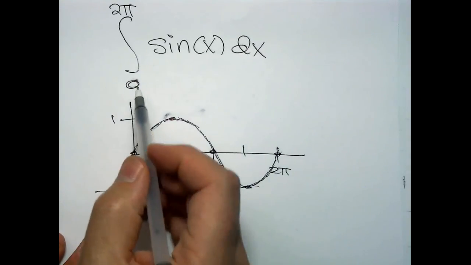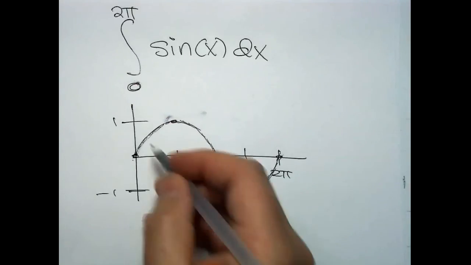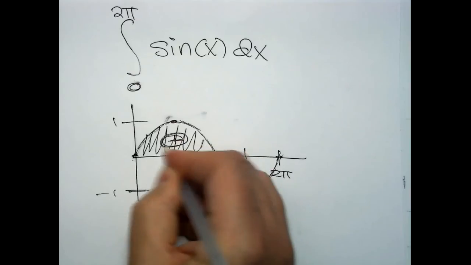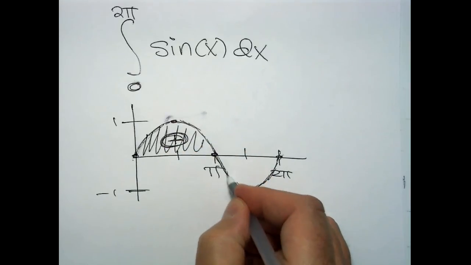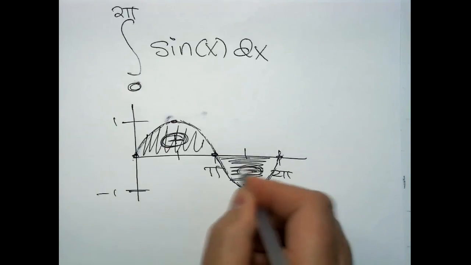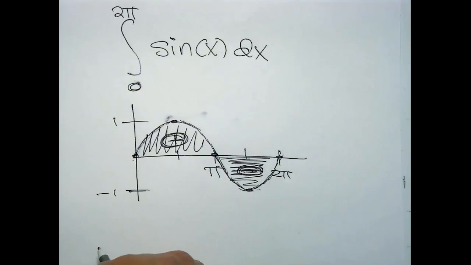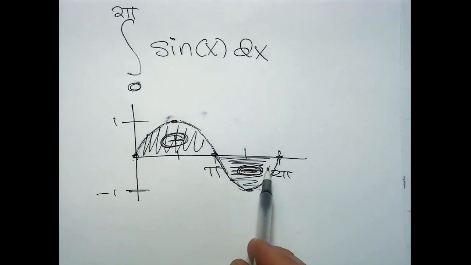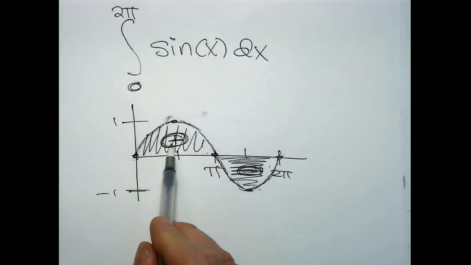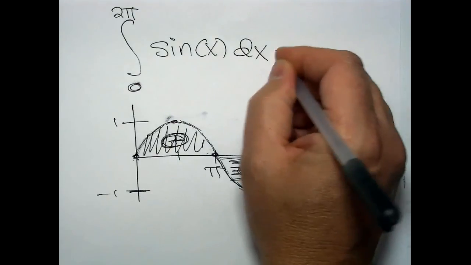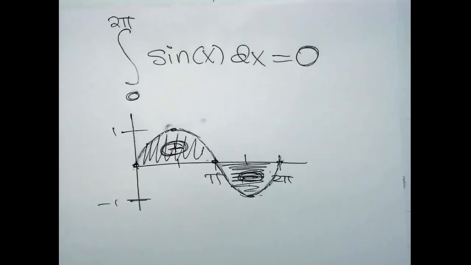Now wait a second. I'm asking for 0 to 2 pi. So this is going to be some positive area that lives above the x-axis. This is going to be some negative area that lives below the x-axis. And you have to add this area to this area. But it's symmetrical. The area up here should be a match to the area down here. But this is positive area, this is negative area. So the answer should be 0.